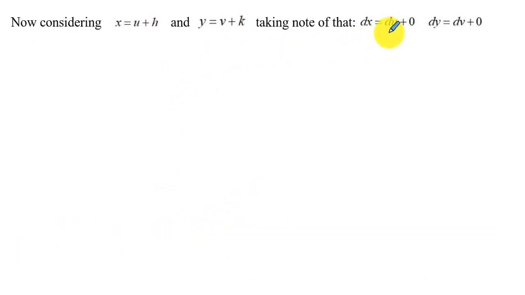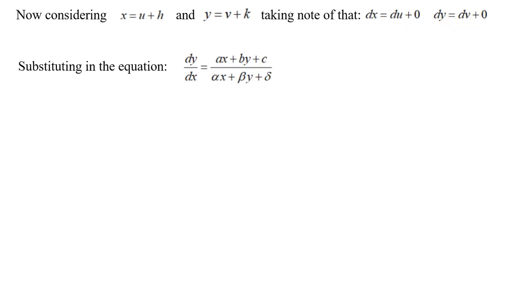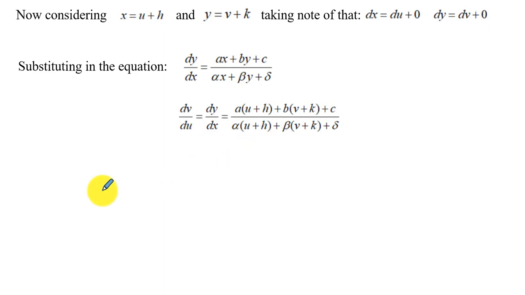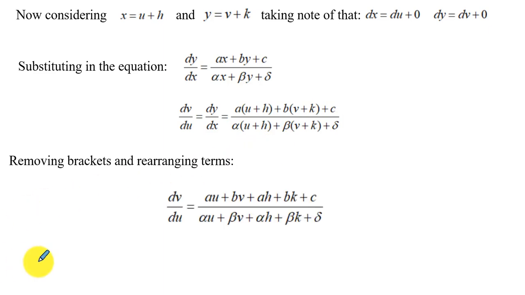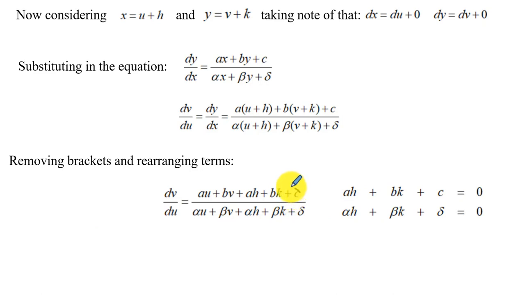So now considering what we've said, we should note that dx is equal to du and dy is equal to dv. And then in that case, substituting the variables x and y in this equation, we would get this expression. You substitute x and y in the two equations. Then simplifying by removing the brackets and collecting terms, we get this kind of expression. Now we should note that this part of the equation is equal to 0, and likewise this one is equal to 0.